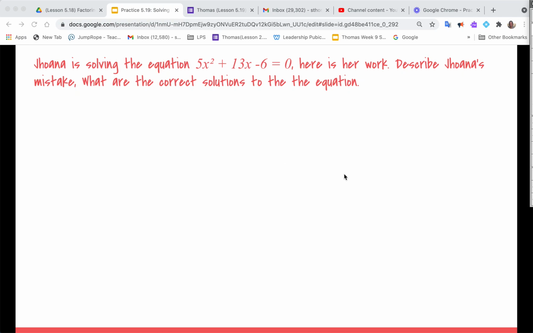Okay, so this question says Joanna is solving the equation 5x squared plus 13x minus 6 is equal to 0. Here's our work. Describe Joanna's mistake. And what are the correct solutions to the equation? So let's take a look at Joanna's work.